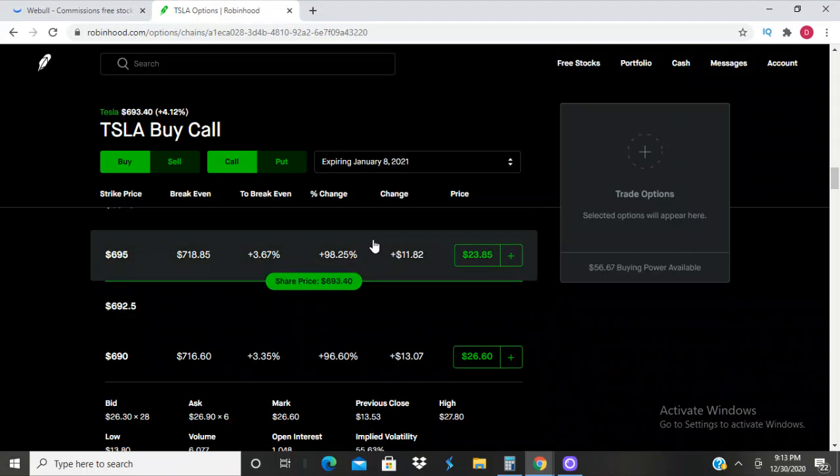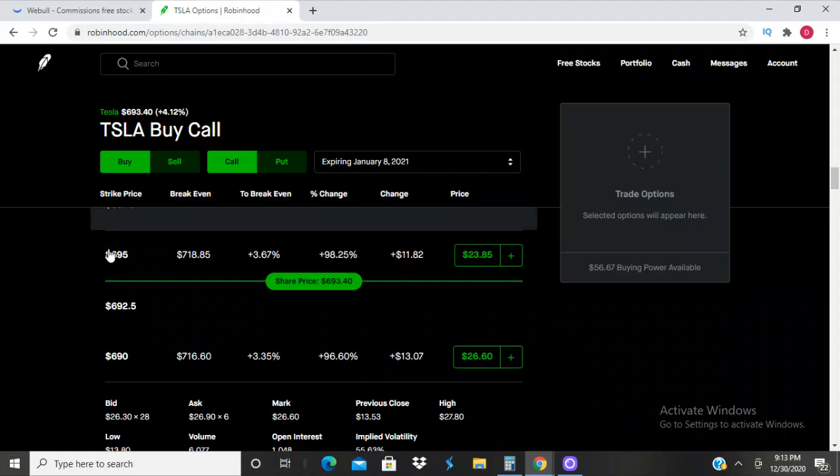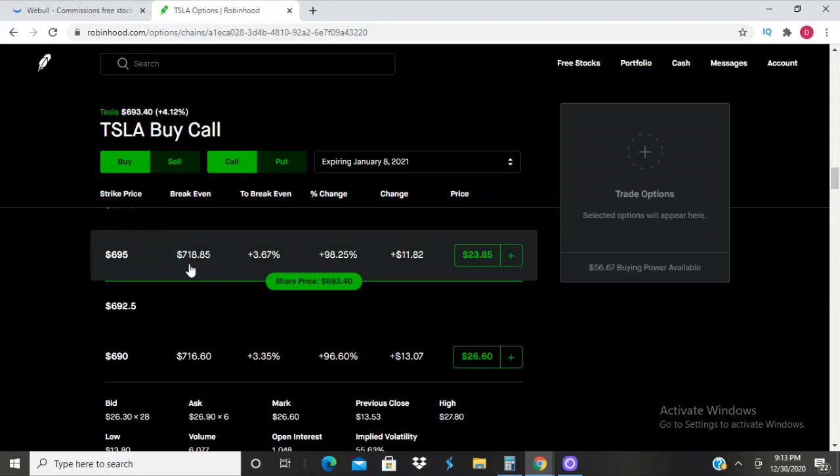Out of the money contracts are just cheaper, but they gain less profit, and they're further from reaching a break even point, and the strike price is higher. So the strike price is just the price that you're betting it will hit. The higher you bet that it will hit, the further the share price has to move to reach your break even point.